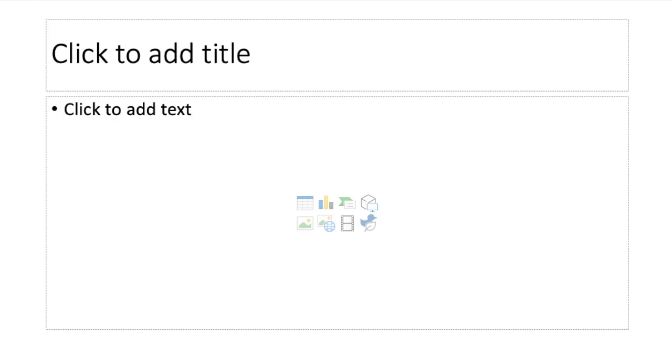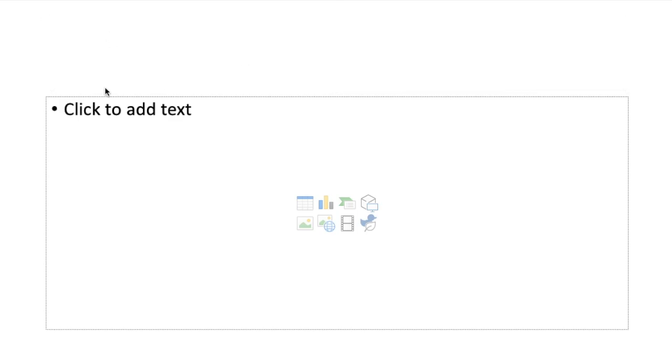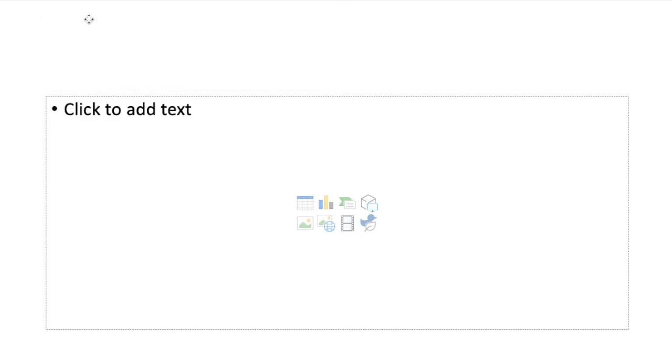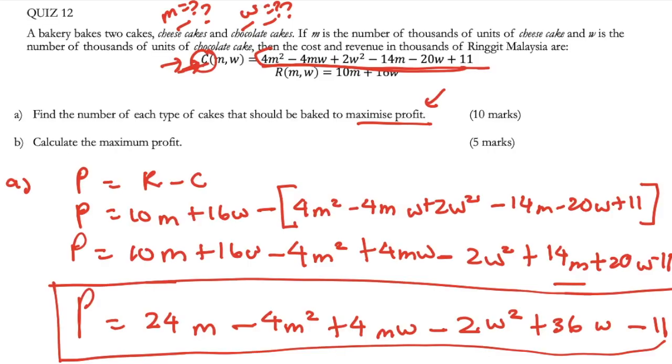Okay, next, we need to answer the rest of the question. But let me do this first. Okay, so next question. We have found the profit function, but we haven't solved the question of how many M, how many W. Once we found the profit function, what should we do with it? We need to find the FOC, the first order condition of the profit function.